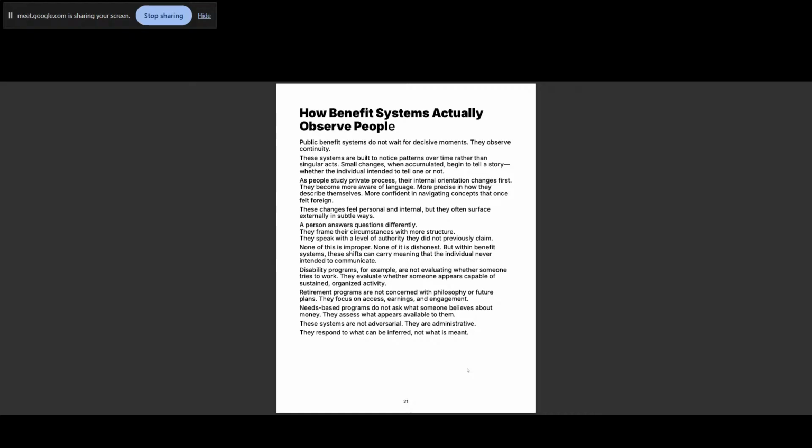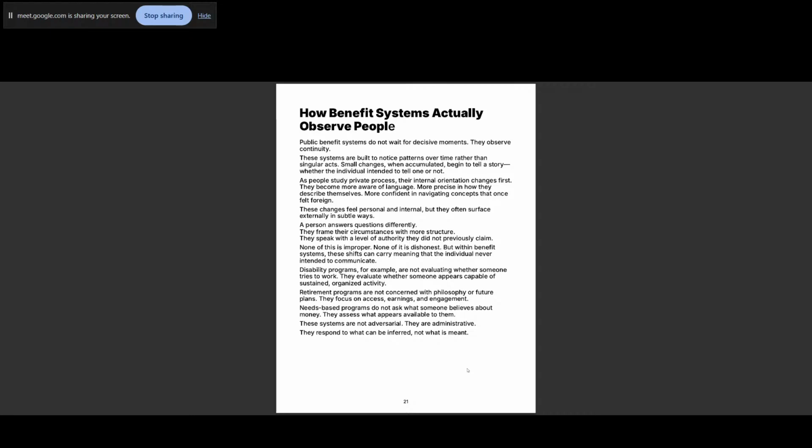A person answers questions differently. They frame their circumstances with more structure. They speak with a level of authority they did not previously claim. None of this is improper. None of it is dishonest. But within benefit systems, these shifts can carry meaning that the individual never intended to communicate.